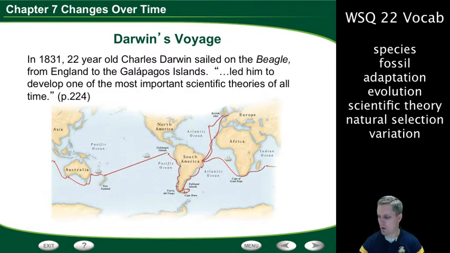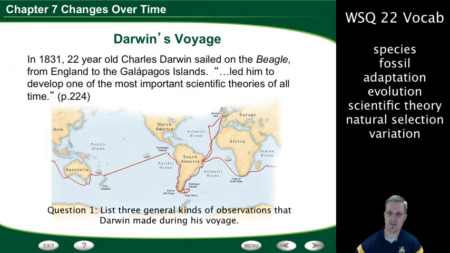So we have to start by going back into time. We're going to go back to 1831, and then 22-year-old Charles Darwin was on a ship known as the Beagle, and it was sailing from England to the Galapagos Islands.